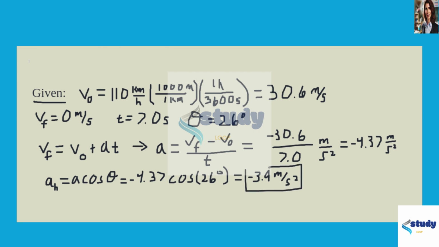Next, we want to find the vertical component, and to do this, we're going to use a similar method for a sub v for vertical, and it's going to be the acceleration, but this time times the sine of theta, since it's the vertical component, not horizontal. Again, we're going to plug in minus 4.37 meters per second squared for a and 26 degrees for theta, but instead we're going to be using the sine, of course, and this comes out to be minus 1.9 meters per second squared. We can box this in as our solution to the vertical component.